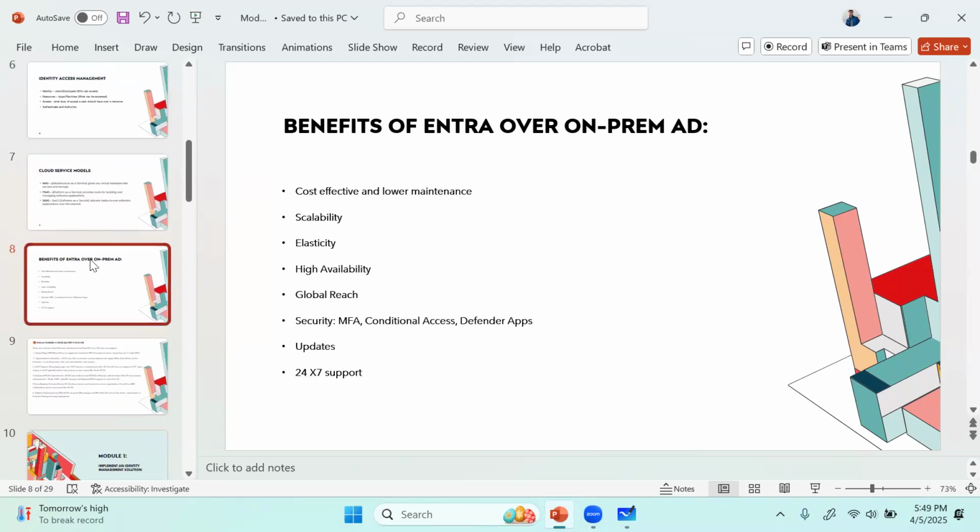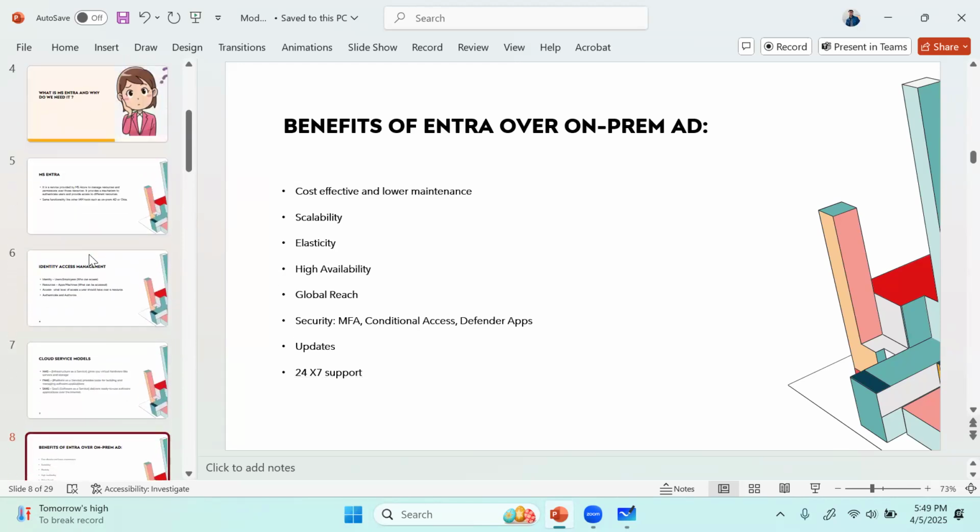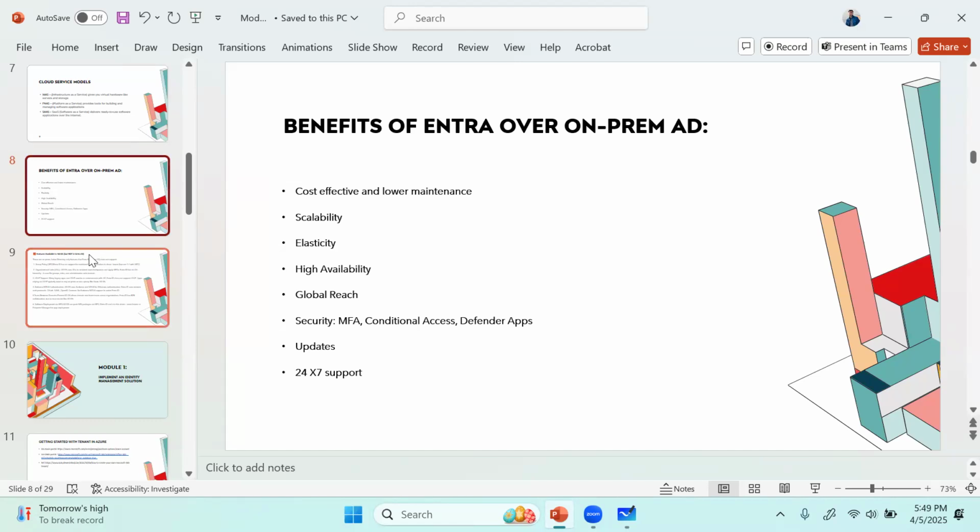So there are a few concepts which you should be aware of, that there are some scenarios where, even if it's Microsoft infrastructure, you will have to manage certain things, and there are certain things which are managed entirely by Microsoft.